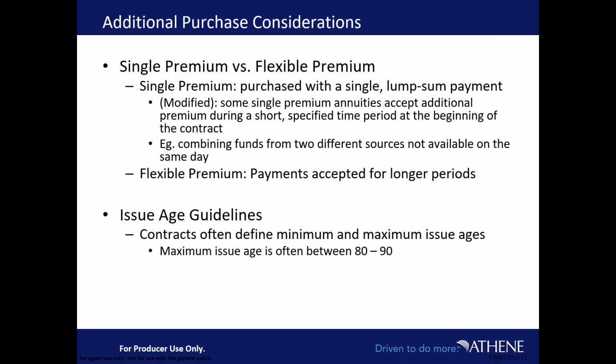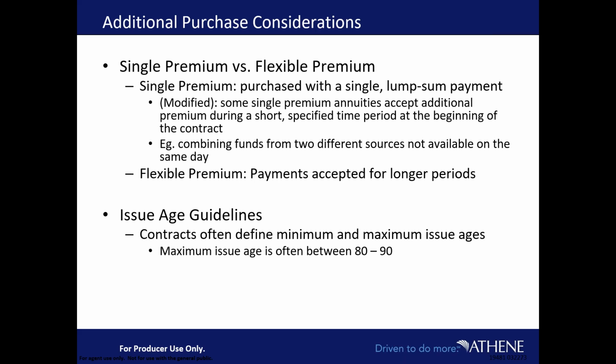So that's what we think of as a single premium, purchased with a lump sum payment. Some single premium annuities accept additional premiums during a short specified period of time. For example, some will allow you to add premium during maybe the first year. Again, there are many varieties of annuities, but generally speaking, a single premium annuity is one where, once it's issued, you can't add any more money to it.